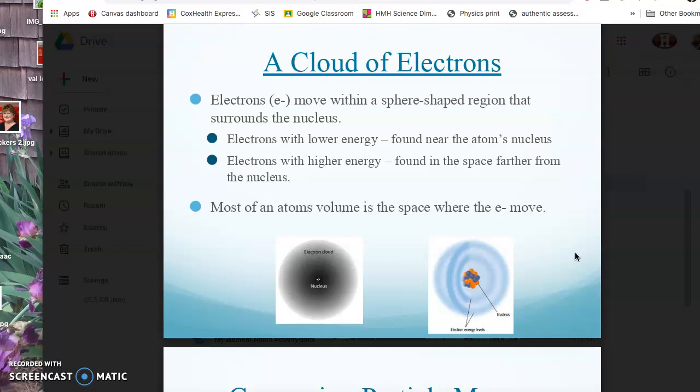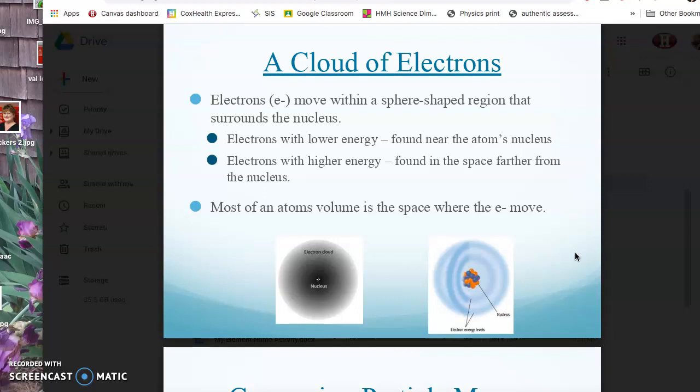Well, the electrons that have lower energy, they're going to be closer to the nucleus. And if you think about it, the nucleus has the positive charge, right? It's got all those protons. The electrons are negative. So there's going to be a force of attraction there between the positively charged protons and the negatively charged electrons. And so they're held there tighter. They don't move as much. They don't have as much energy. Electrons that have higher energy are going to be the ones that are farther away from the nucleus. So the farther away they are from that positive charge, the more movement they can have. So they have more energy.